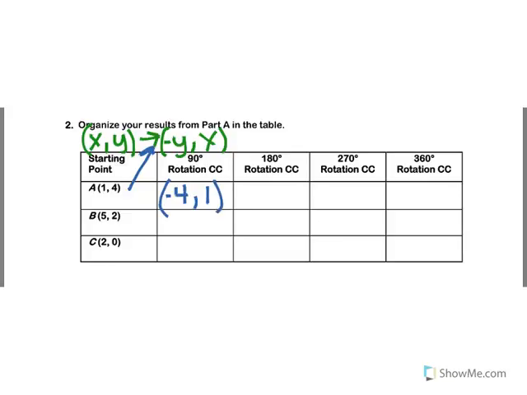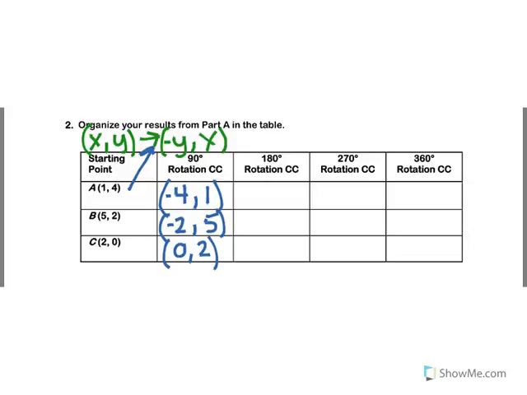Okay, so for the next set of coordinates, you're just going to switch them and change the sign of the y. The next one, you're just going to switch them from (2, 0) to (0, 2) and change the sign of the y. But it's a 0, so we can't change its sign.